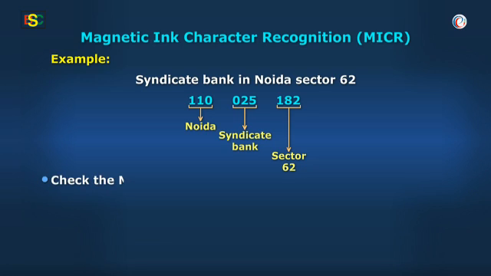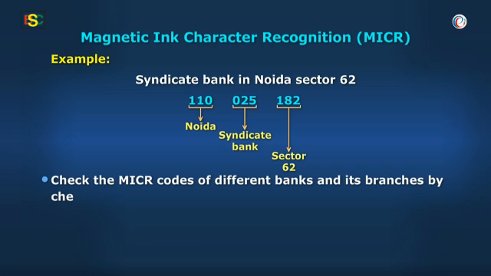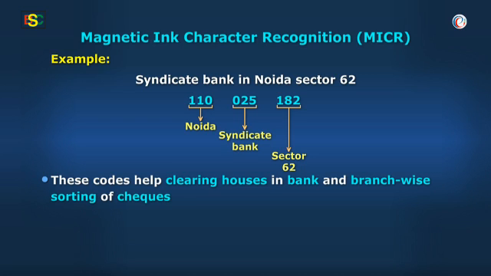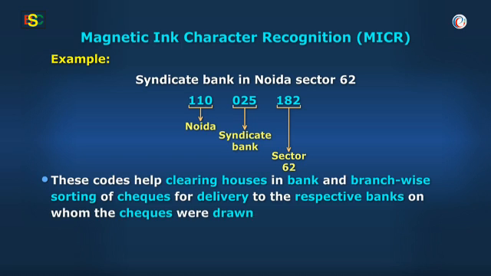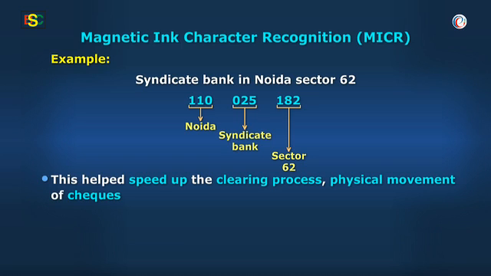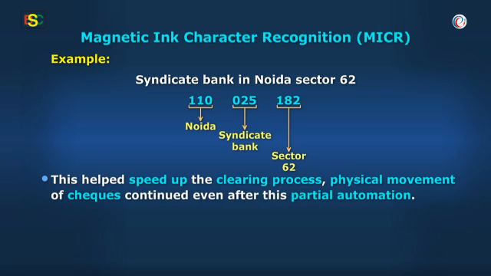You can check the MICR codes of different banks and its branches on the RBI website. These codes helped clearing houses in bank and branch-wise sorting of checks for delivery to the respective banks on whom the checks were drawn. While this helped speed up the clearing process, physical movement of checks continued even after this partial automation. Got it, Vidya? Yes, Baba.